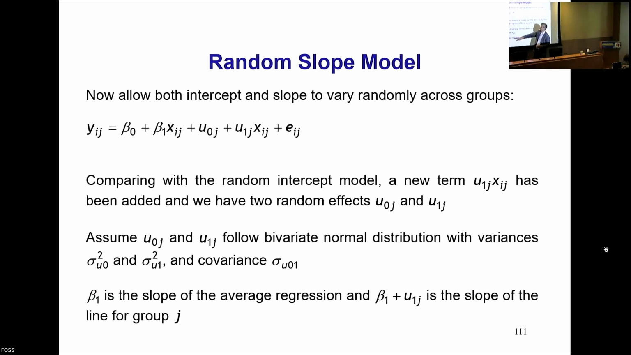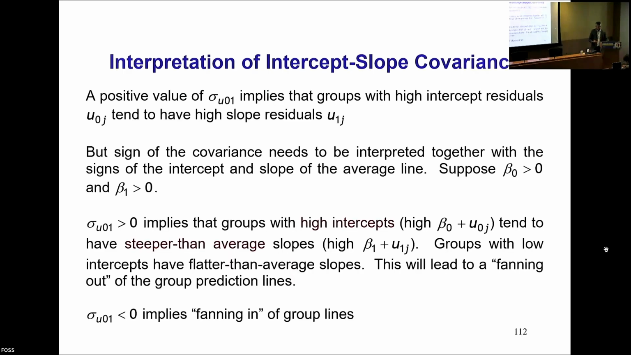The price is more and more assumptions. The key one here is these group level residuals. They don't just follow a normal distribution, they follow a bivariate normal distribution. So when you look at the normal distribution across 2 planes, the group U0Js and U1Js both follow a normal distribution. So it comes at a price with more assumptions being held on.